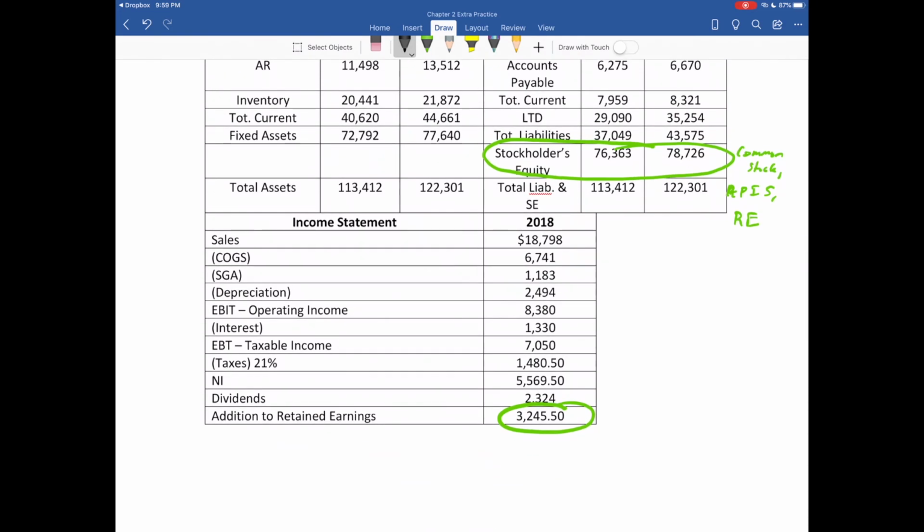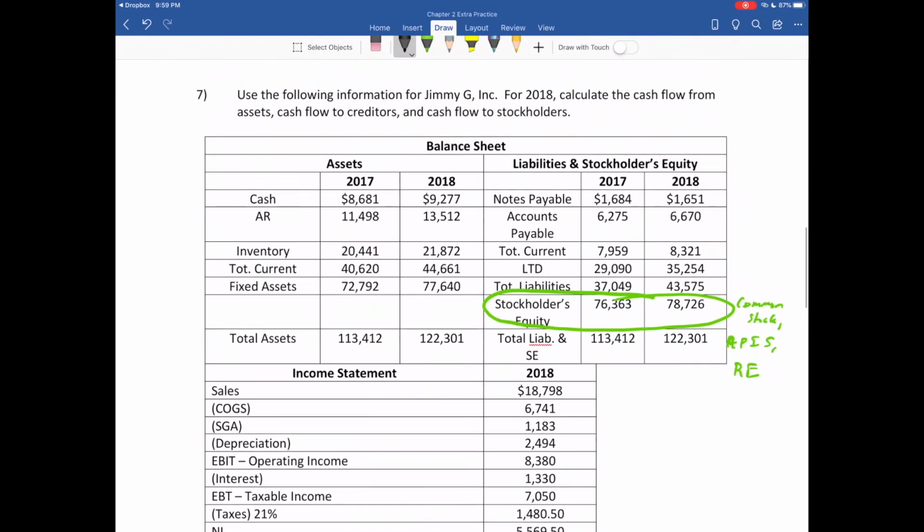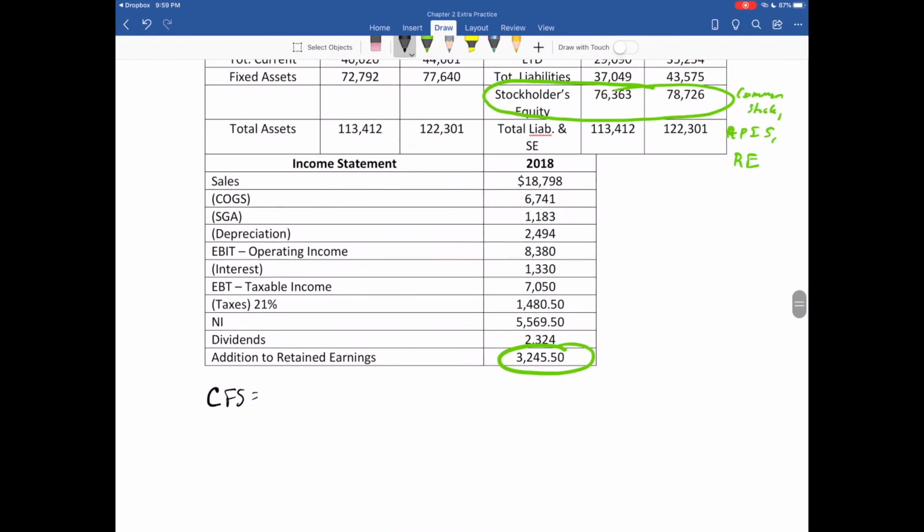the answers here for problem 7. So looking at cash flow to stockholders, this is the only one that we're focusing on here, and I'll give you the answers for the other ones. Because you can see here in the problem, they want us to calculate cash flow from assets, cash flow to creditors, and cash flow to stockholders.